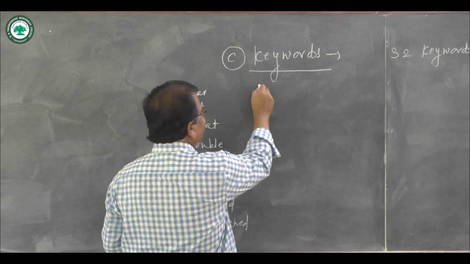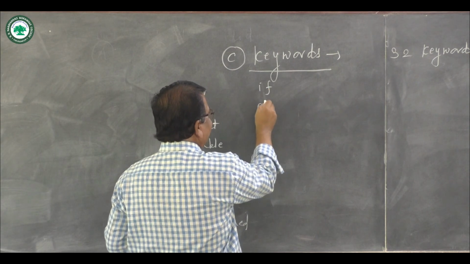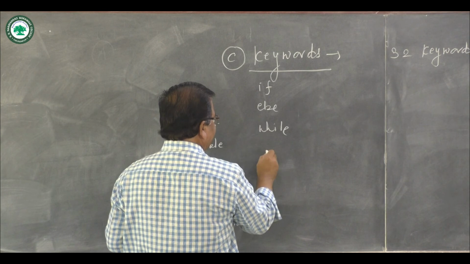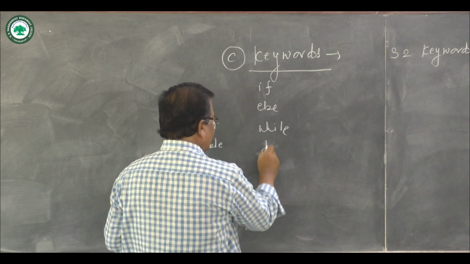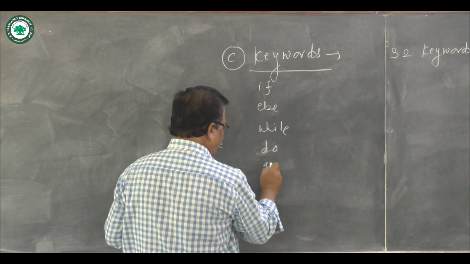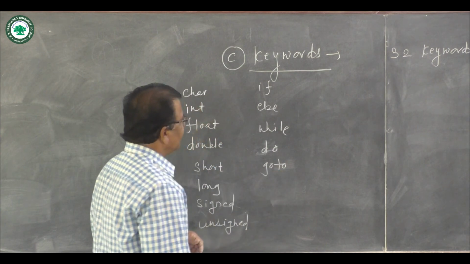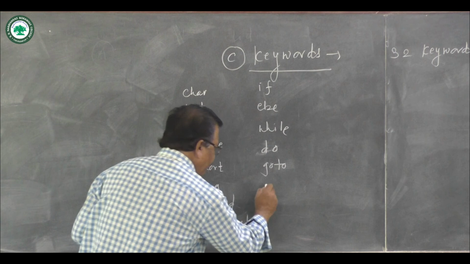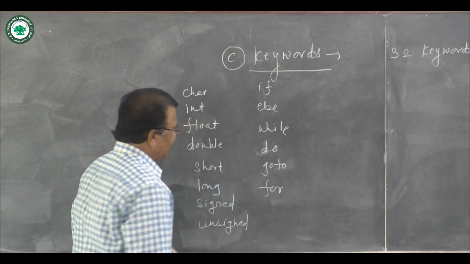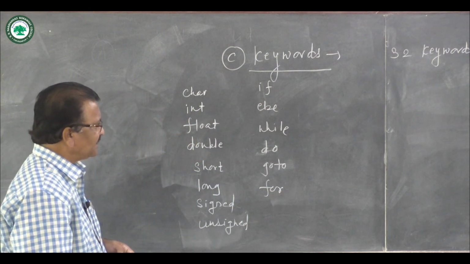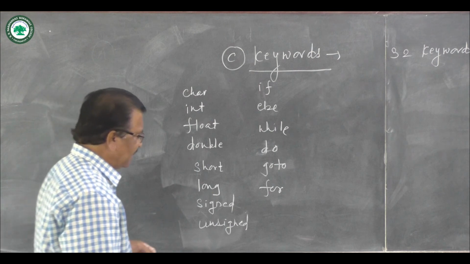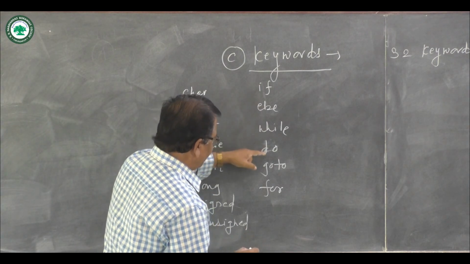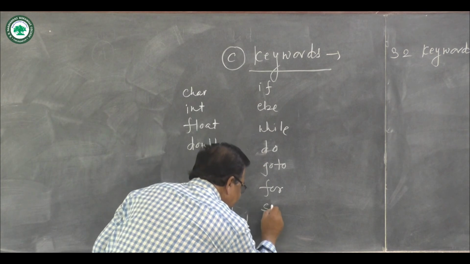Then control statements like if, then else, then while, then do, then goto. These are control statements: if, else, while, do, goto, for. If, else, while, do, goto, for. And then we have the switch statement. Switch.